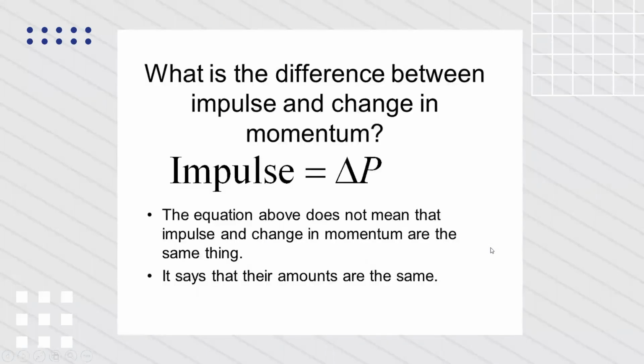What is the difference between impulse and change in momentum? Impulse is equal to change in momentum. The equation above does not mean that impulse and change in momentum are the same thing. They are not the same thing. The only thing in comparison is that their amounts are the same. They are not the same thing, but their amounts are the same.